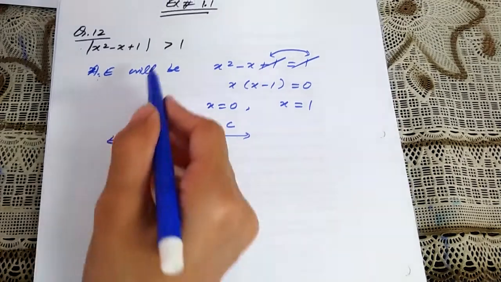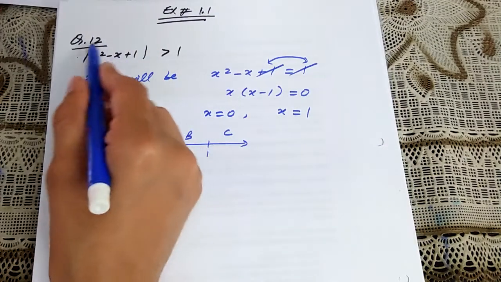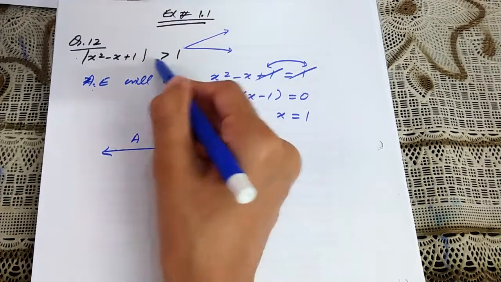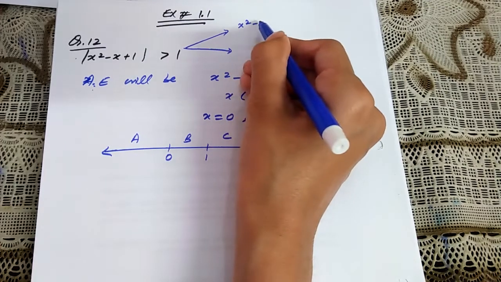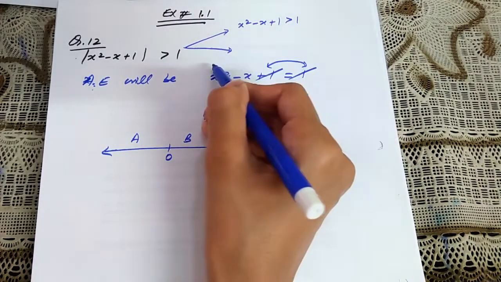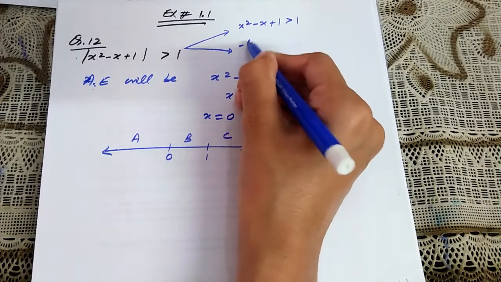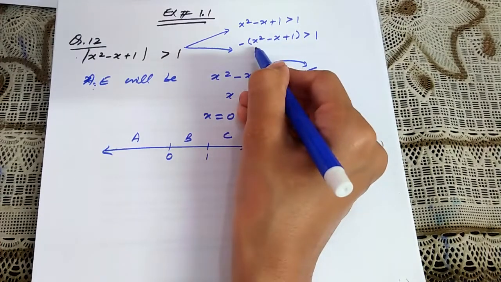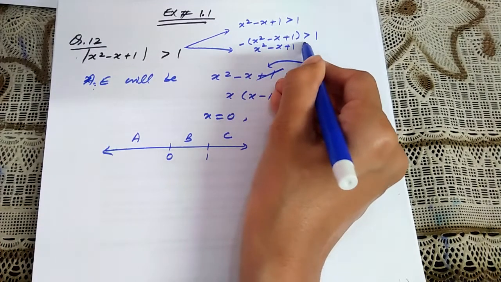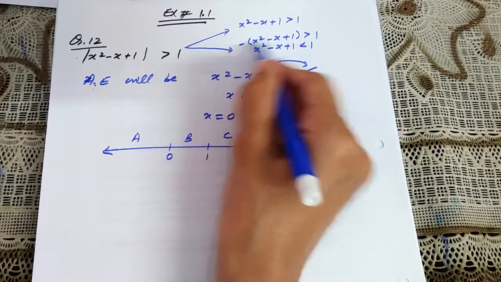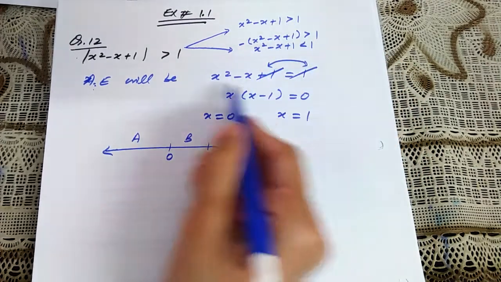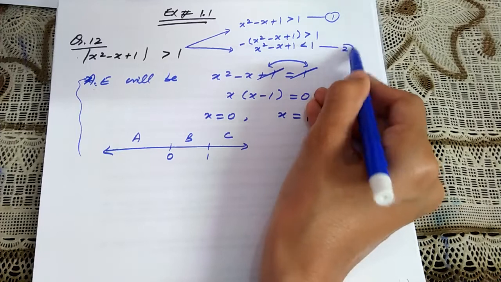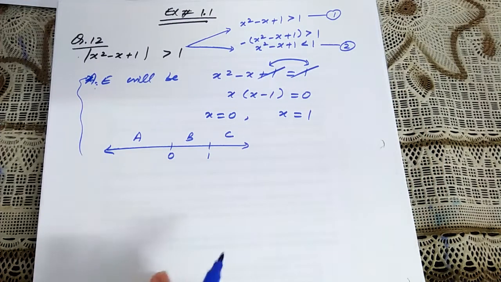This inequality, this associated equation, is for the absolute value, because we know that we can take two inequalities out of it. The one is x squared minus x plus 1 is greater than 1, and the other inequality will be minus times x squared minus x plus 1 is greater than 1. From the second inequality we can write x squared minus x plus 1 is less than 1 if I multiply the negative sign on both sides. So I am doing this work for inequality number 1, and for inequality number 2 I will do it separately.